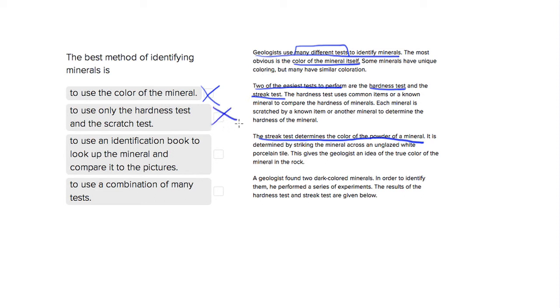Choice three, to use an identification book to look up the mineral and compare it to the pictures. That's not talked about in this passage, and it's probably better to get it from more hard data. So that's not that good.